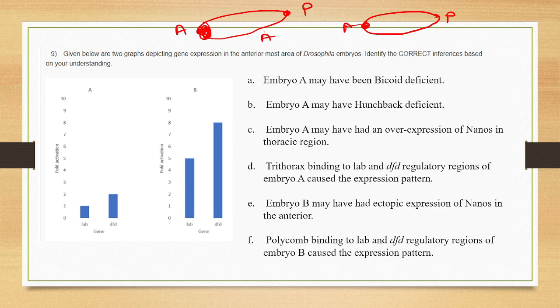So in embryo A, the expression of these two genes, LAB and DFD, is less in the anterior region, whereas in embryo B, you can see its expression is more. This LAB and DFD. Okay. And what are these? Can anybody tell me? LAB stands for labial and DFD is deformed. And these are segment polarity genes. We have just studied about them.